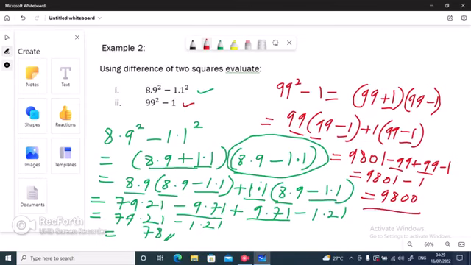So that is it. So in our next class, we'll look at the sum of two cubes. The sum of two cubes.